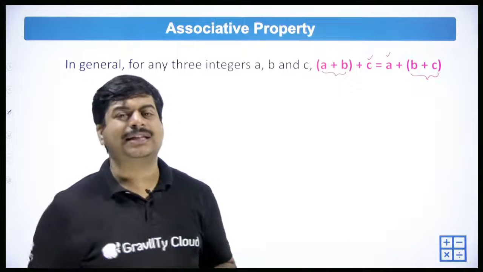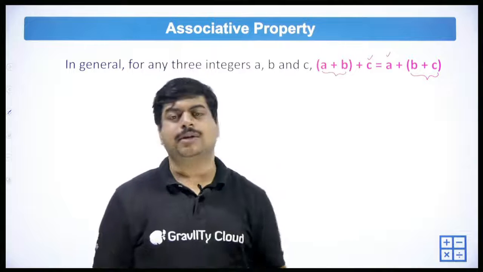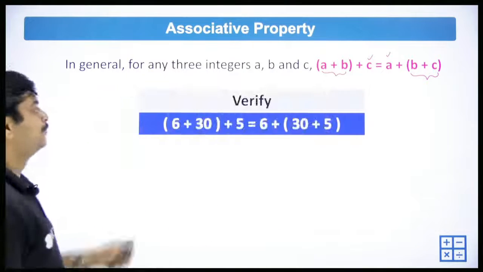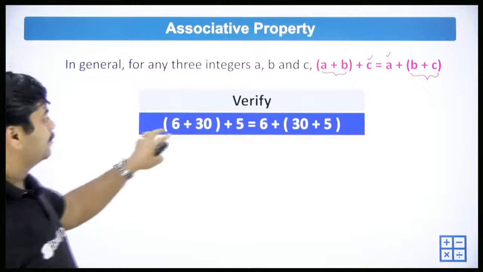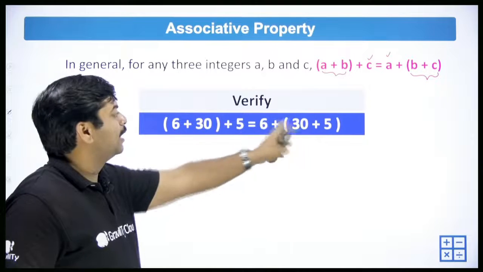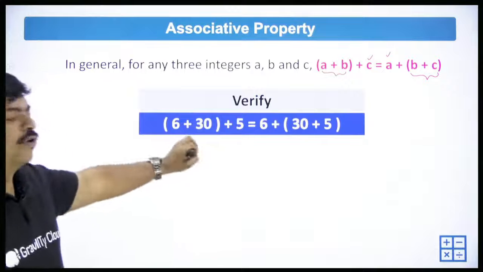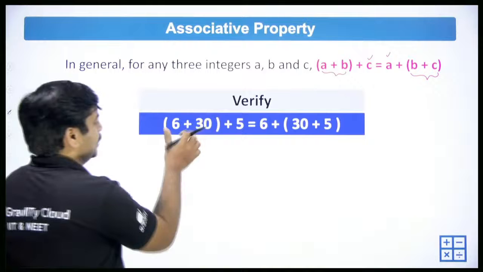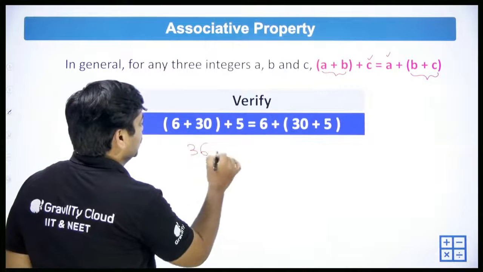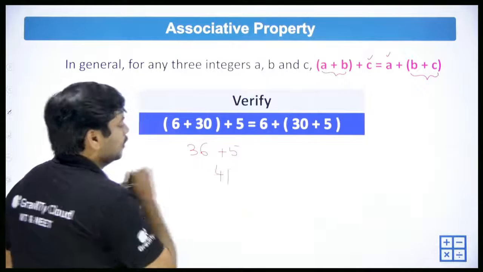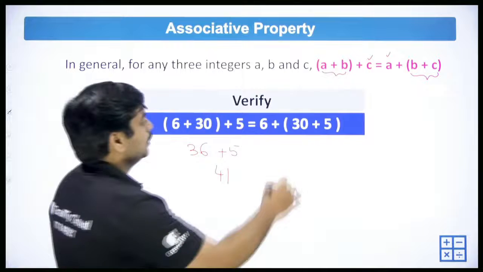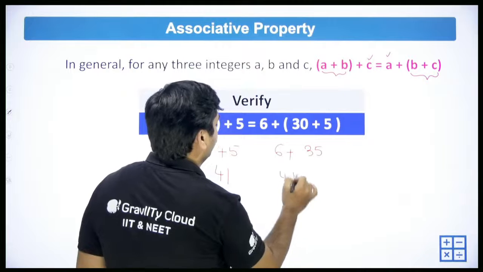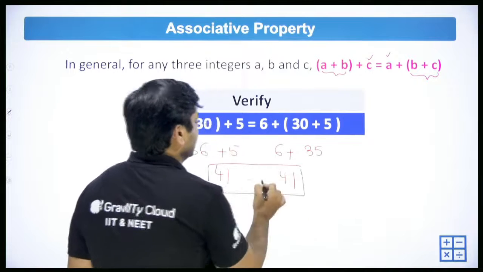With integers, we'll again have positive and negative numbers, so we should be very careful. Let us take a few examples. Let me take 6 plus 30 plus 5, grouped in the two different ways. Straightforward positive numbers. 6 plus 30 is 36, and 36 plus 5 is 41. In the other grouping, 30 plus 5 is 35, and 6 plus 35 is 41. So 41 is equal to 41.